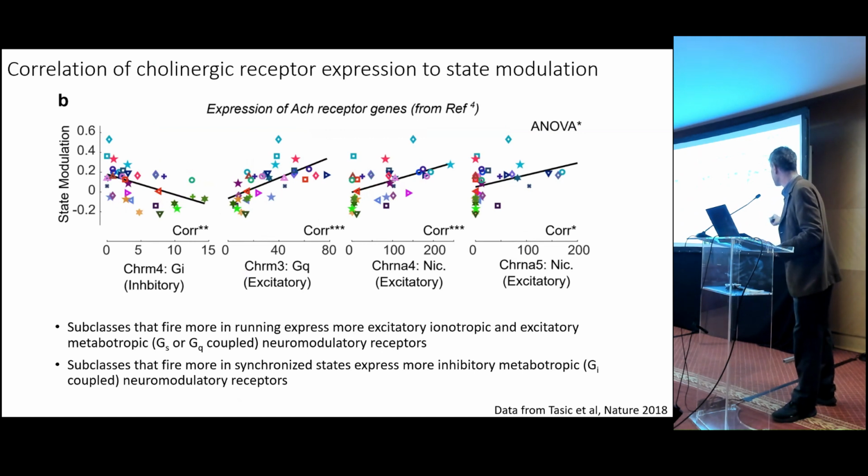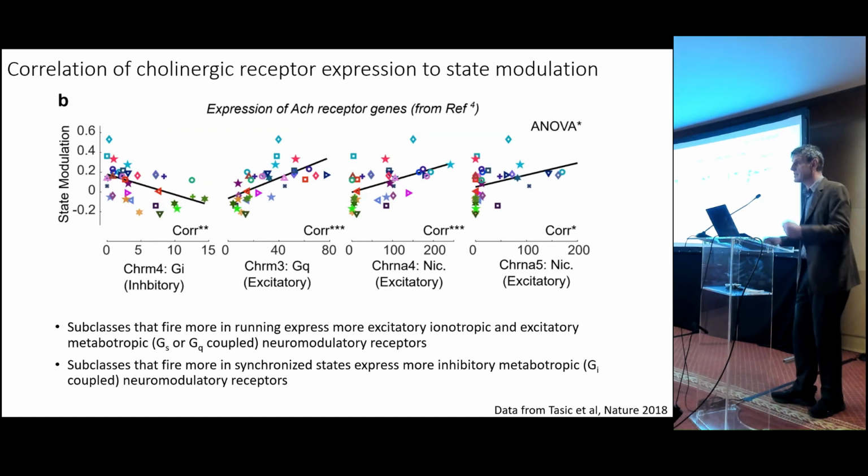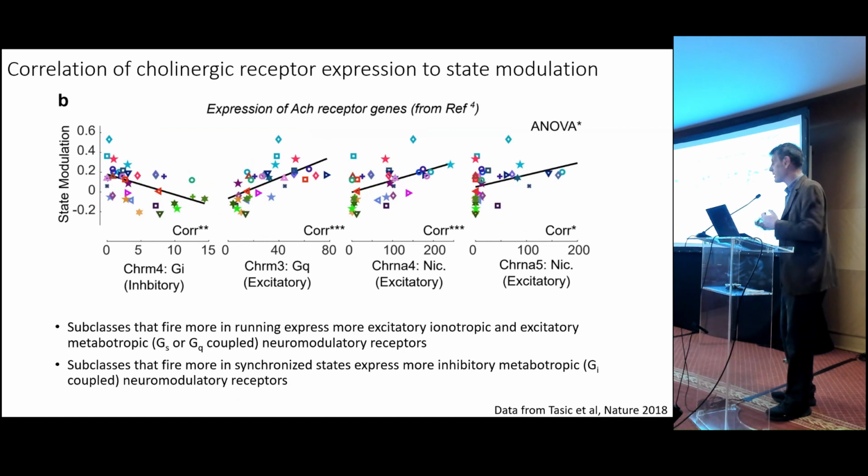The other difference that we see now from the Tasic data that correlates with the state modulation is cholinergic receptor expression. So it's interesting that the ones that are positively state modulated, the ones that fire more in running state and waking state compared to sleep, are the ones that have the excitatory cholinergic receptors. So this is a Gq-coupled excitatory muscarinic receptor. These two are nicotinic receptors, and you see they're more expressed in the cells that fire more in the wake-like state, whereas the inhibitory cholinergic receptors are more expressed in the cells that fire in the sleep-like state.